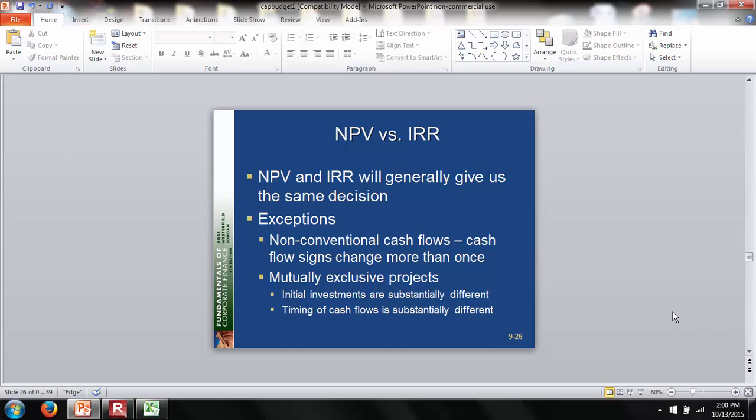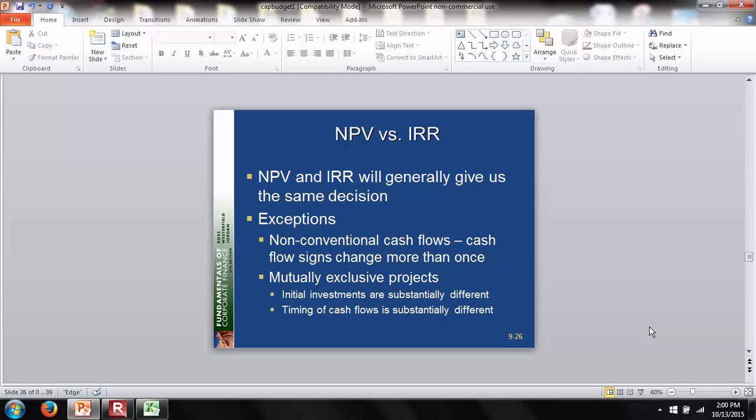So what that means is that the initial investments are substantially different and the timing of cash flows is also different. So either we might spend 10 million for the first project and 50 million for the second. That's one example of that. And the second is where, let's say you invest the same amount today, but in one project you're getting paid earlier, the other one you get more money but in later years. So in both those cases you might get the wrong answer.